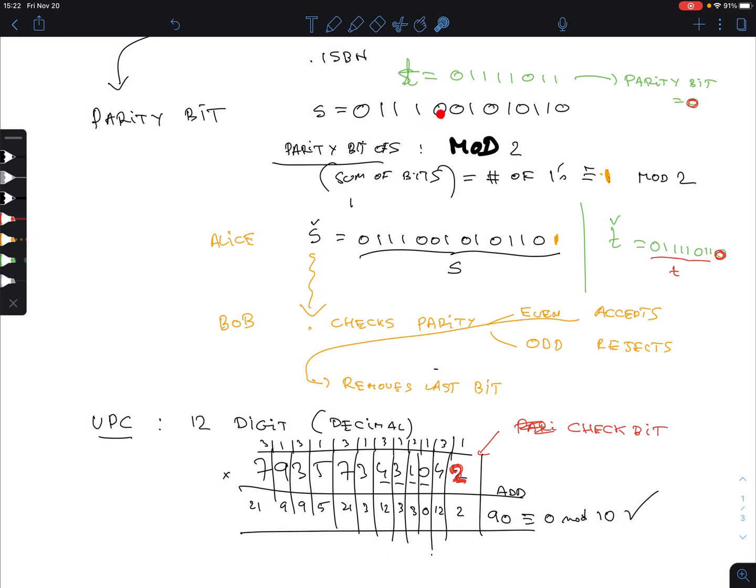This bit has changed and this bit has changed. It's exactly an even number of changes. So one of these common transmission errors, or human errors perhaps, where you are kind of blinded by the numbers and you write them in the wrong order, will never be checked, will never be detected by a parity bit.